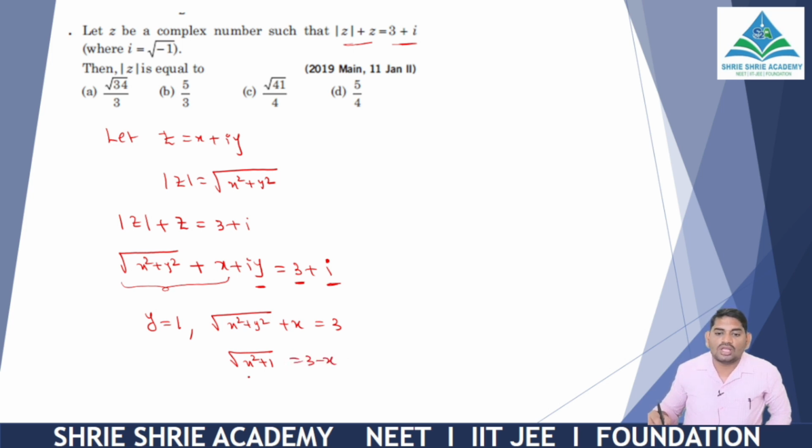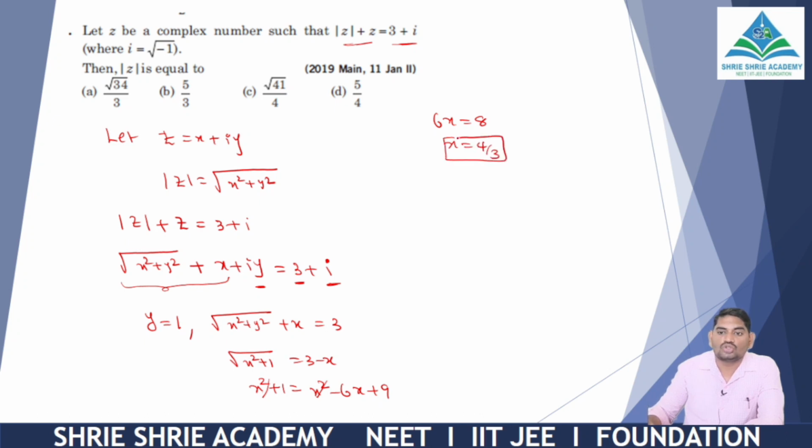So we can take squaring on both sides. x square plus 1 is equal to x square minus 6x plus 9. The x square got cancelled. Then we got 6x is equal to 8, so x is equal to 4 by 3. So y value is 1 and x value is 4 by 3.